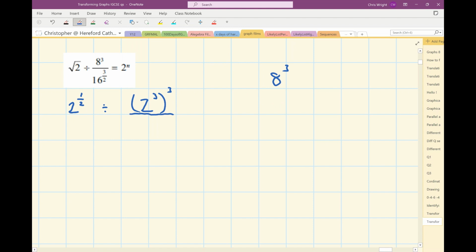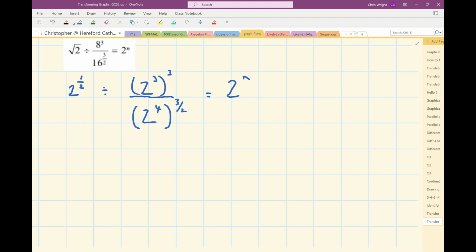Now, on the denominator there, I've got 16. Now, 16, what is that? 16 is 2 to the power of 4, isn't it? So that is 2 to the power of 4 to the power of 3 halves. And that equals 2 to the n. Okay, right. I'm going to continue to simplify my left-hand side, continuing to work in base 2.